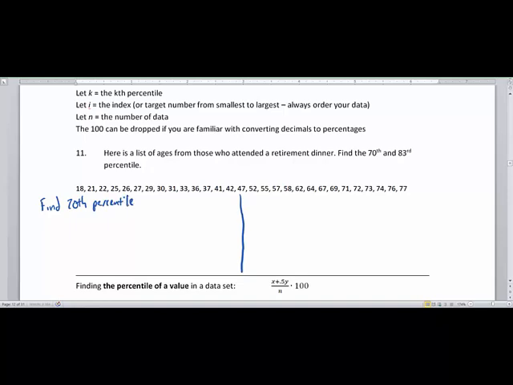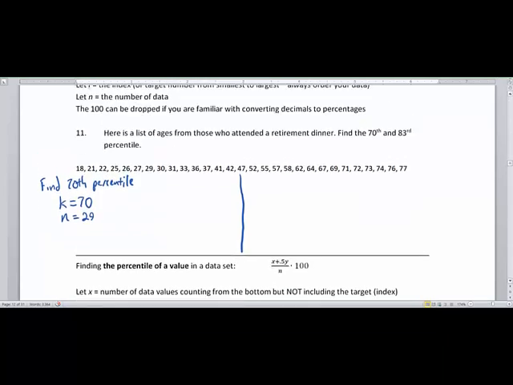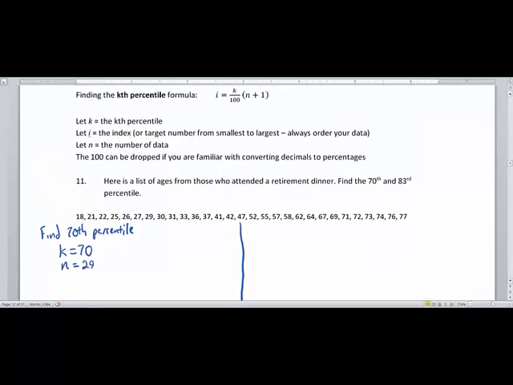Okay, so what age represents the 70th percentile? We first have to start off with k. Our k is our kth percentile, so there's 70 right there. Then we figure out our sample size, and I've done the adding for you: there are 29 people in this list. So according to the formula, let me bring that back up here again. Alright, there it is.